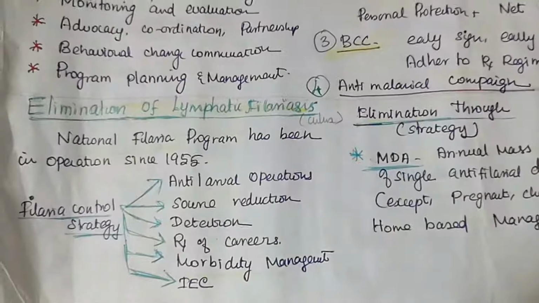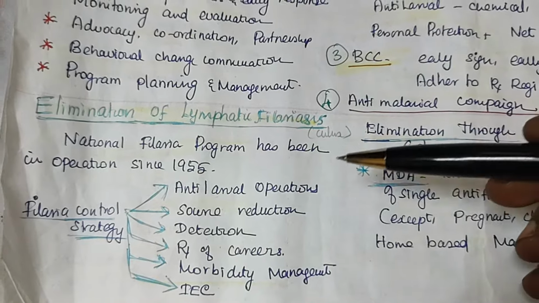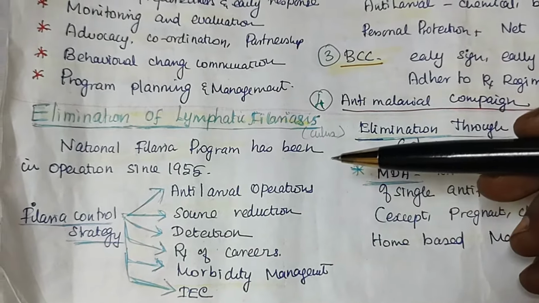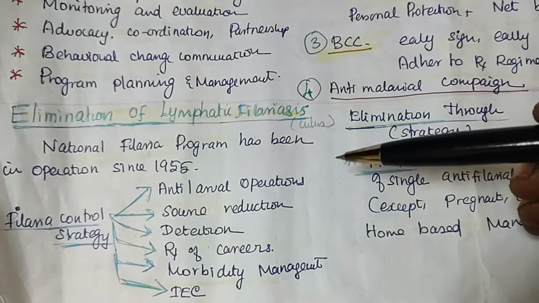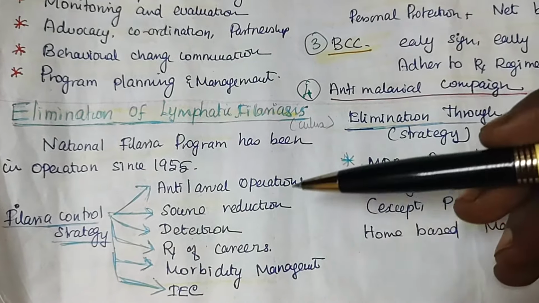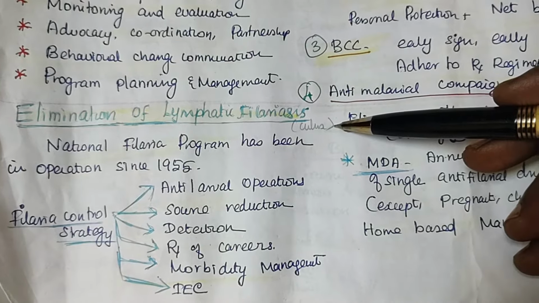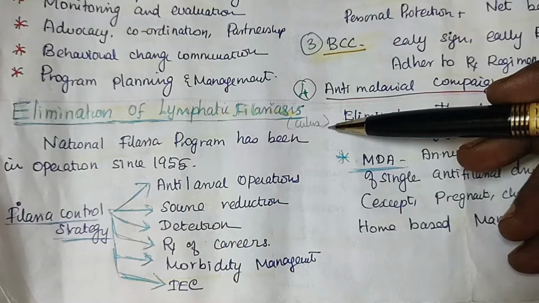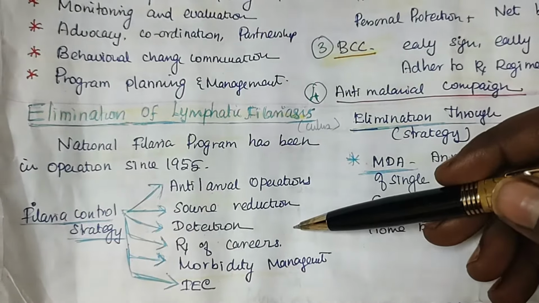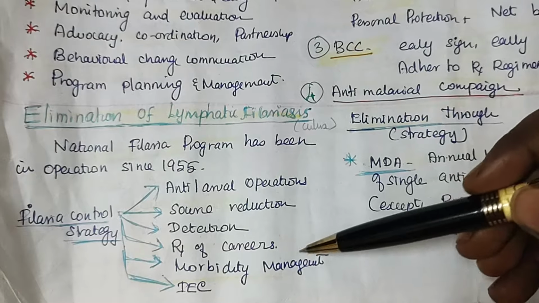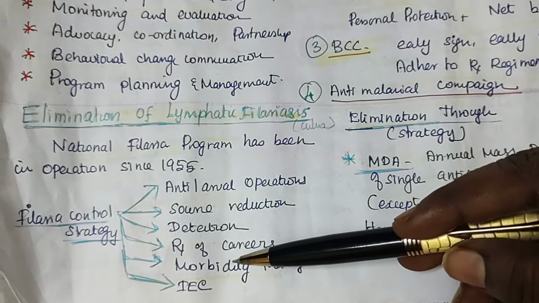Next, the elimination of lymphatic filariasis. The vector is the Culex mosquito. This national filaria program has been operating since 1955. The main filaria control strategy is anti-larval operations, killing the larva before it becomes the vector form, and source reduction. In source reduction, Culex mosquito always breeds in dirty water, so they cover the drainage and put kerosene oil there. Who puts it? The Anganwadi, ASHA and other workers. Then treatment for the carriers, morbidity management, and IEC, behavioral change communication, to help change behavior and attitude.